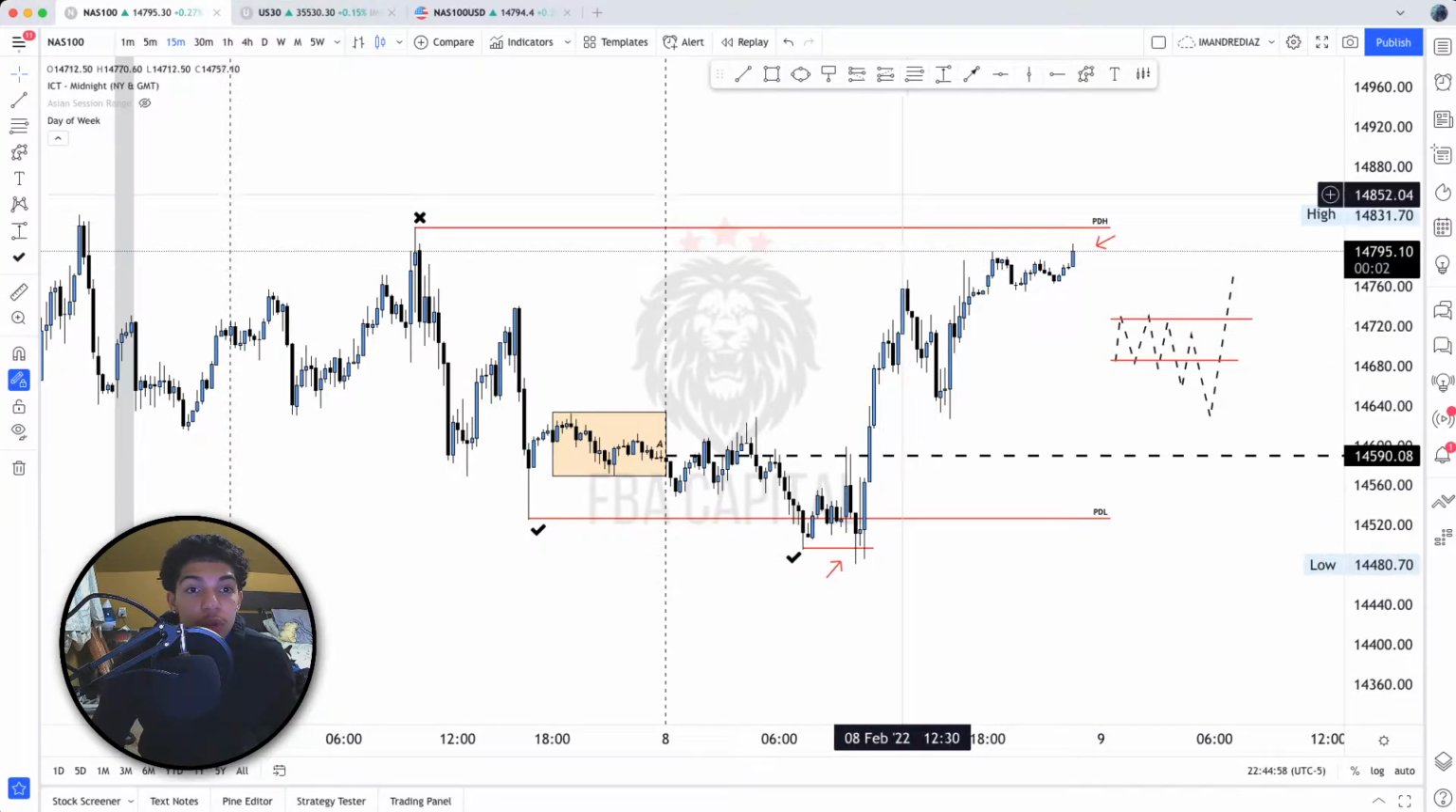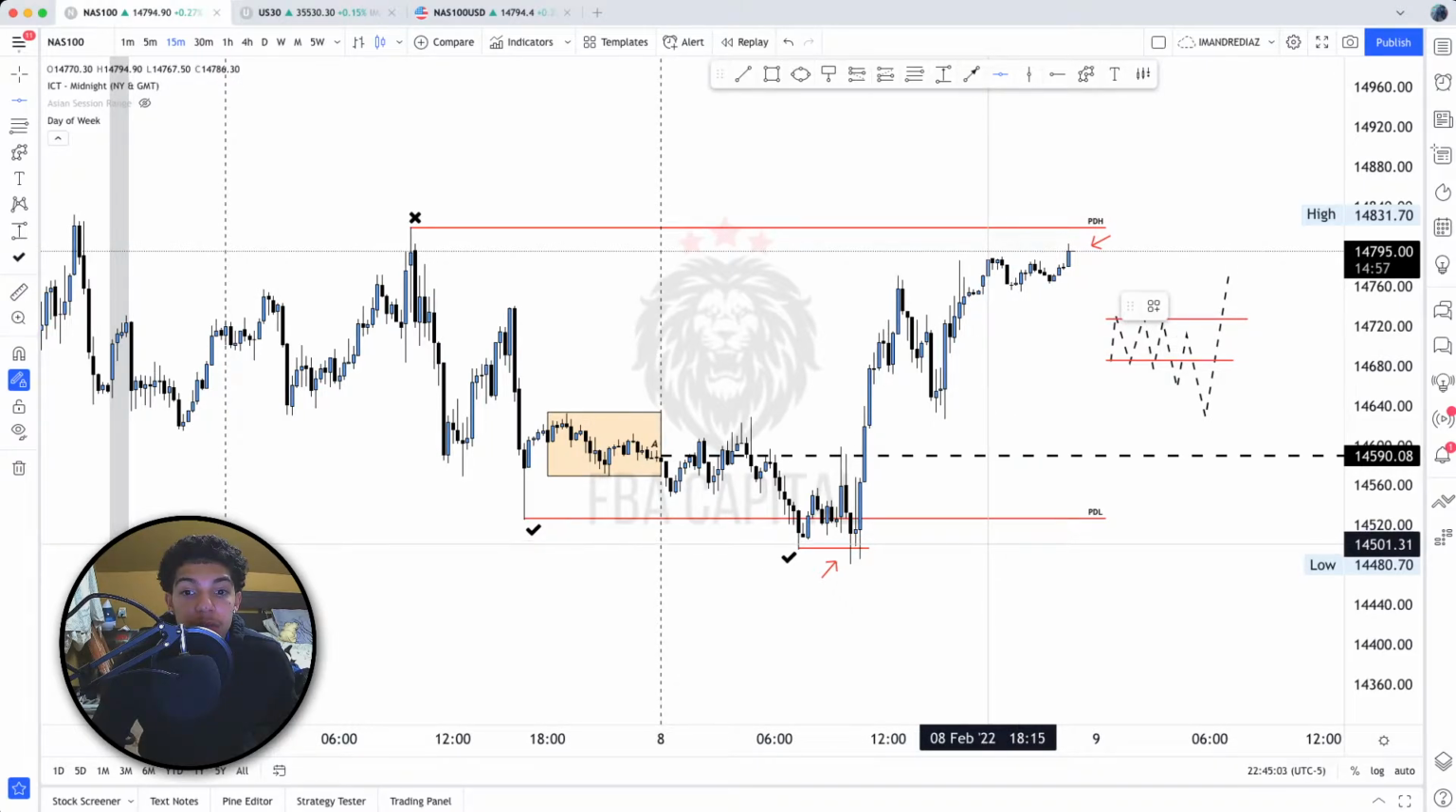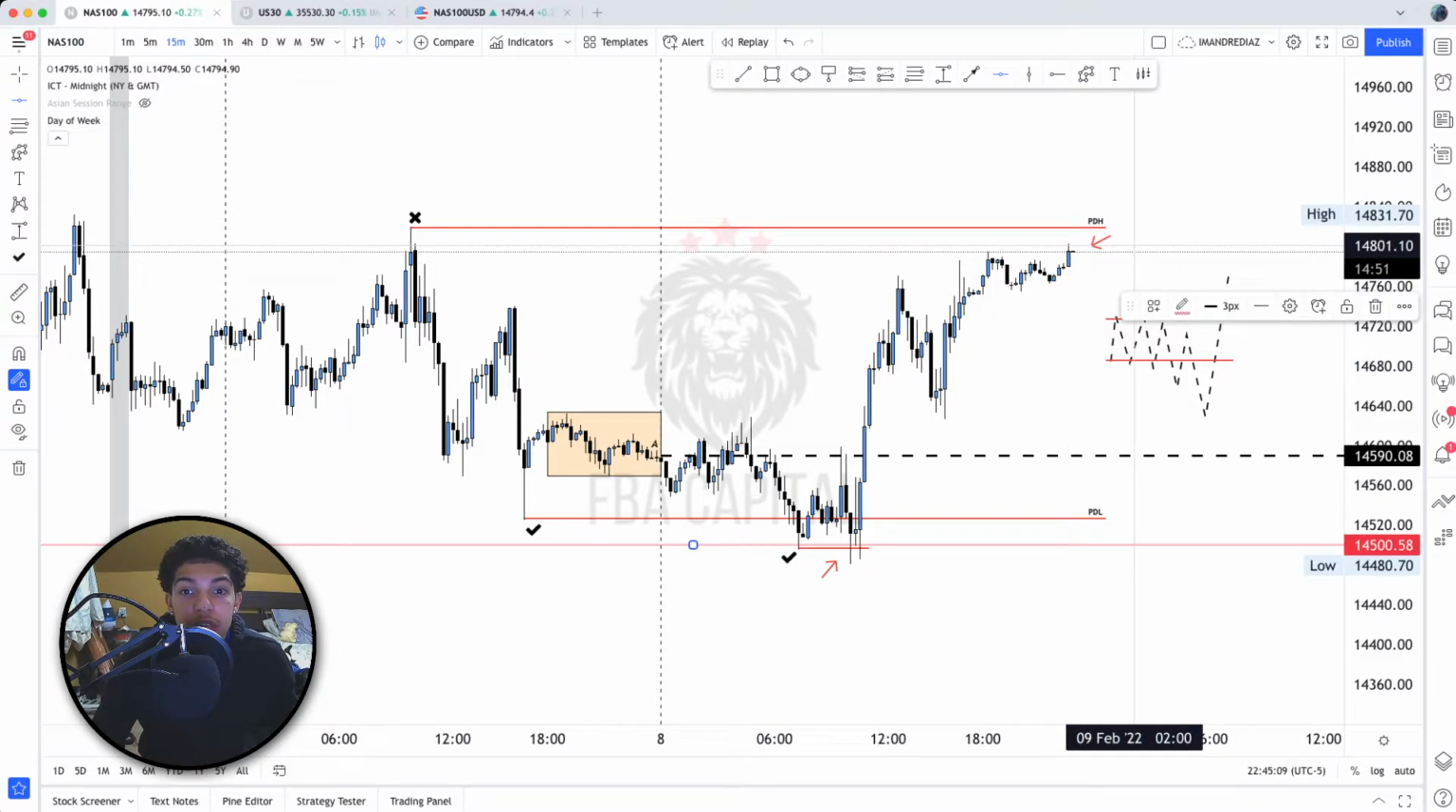And also, you got to look at where we are price-wise. We're at 14,500, which is a big figure level. And up here, we also have another big figure level, which is 14,800, where price currently is tapping into, making the high of the day as of right now. The daily close is going to be in about, right now it's 10:45, so I'd say in about an hour, 15 minutes.